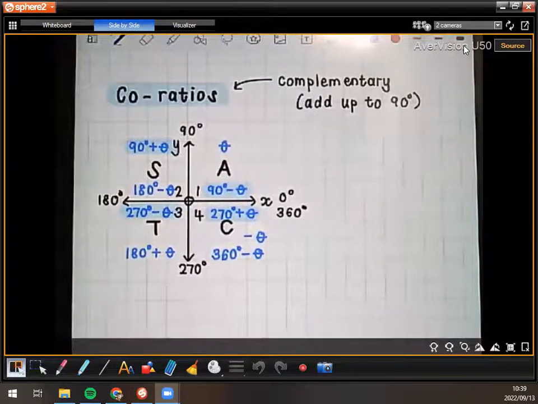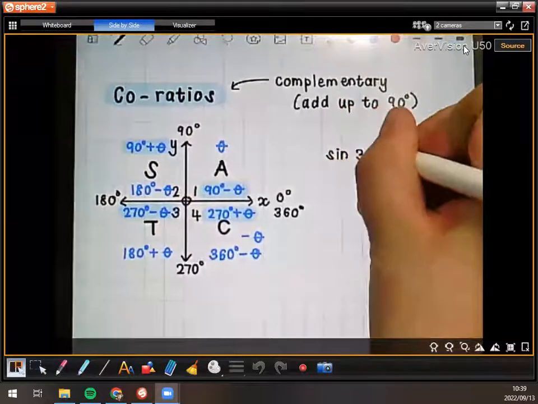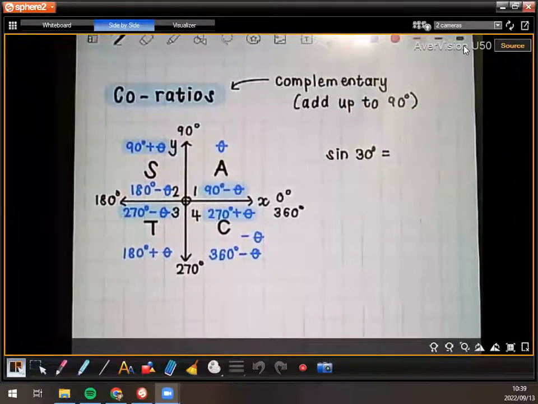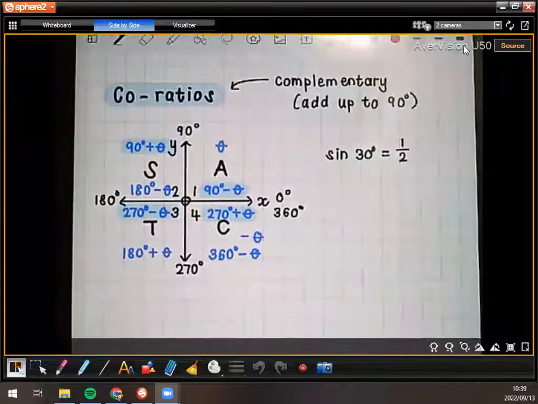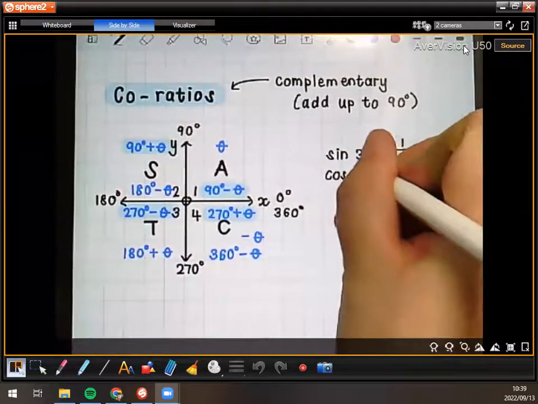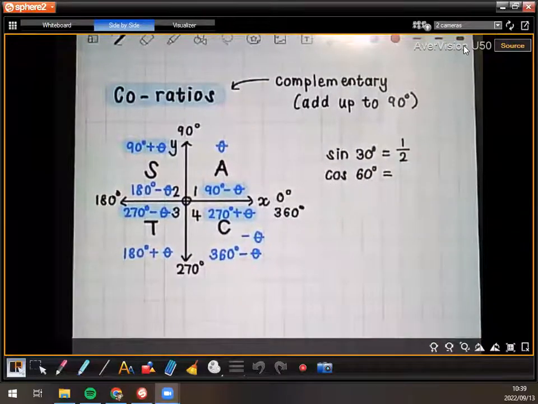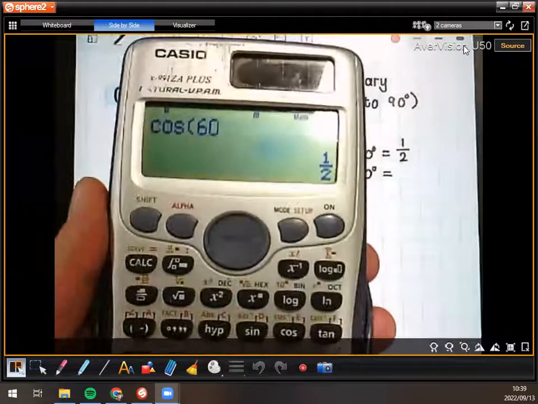Now, just like we did with the reduction formula, first I'm going to do some numerical examples so that you can see a pattern. So we're going to look at sine of 30 degrees. I think this is also what we used for the first reduction formula, right? Can anyone remember what sine of 30 was equal to? It was a half, 1 over 2. Guys, the interesting thing is that cos of 60 degrees, again, you could use a special triangle here if you wanted to, but if we just use a calculator, cos of 60 is also a half.